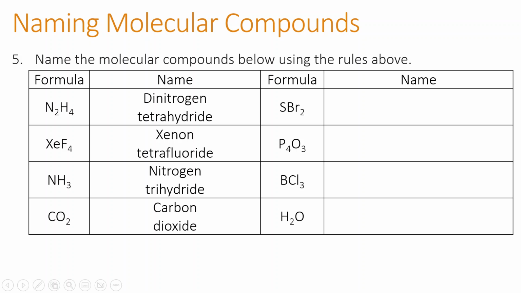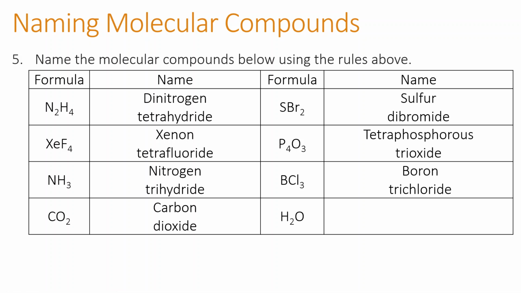So go ahead and pause the video and take a couple of minutes to work the next 4 formulas into names, and then you can return here whenever you are ready to check your work. So here are our correct answers. This is sulfur dibromide, tetraphosphorus trioxide, boron, only 1, trichloride, and H2O is called dihydrogen monoxide.